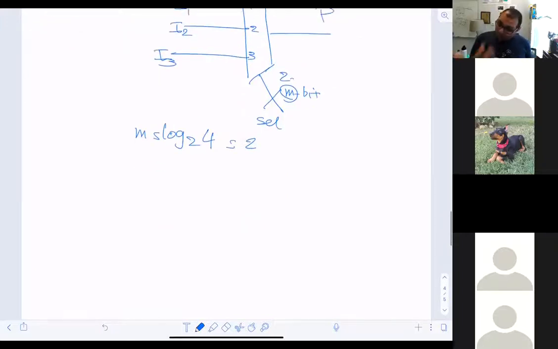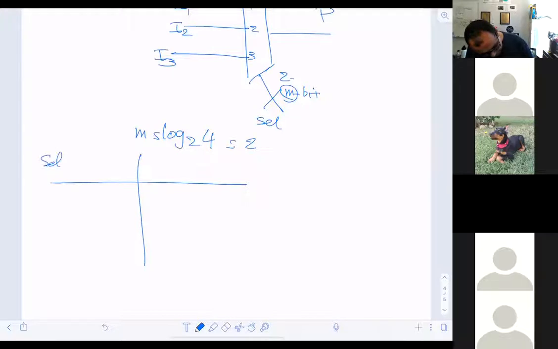If I want to make a table, I can make a table like this, with select bit 1 and select bit 0, because it's 2 bits, right? If I have this 2-bit selector, tell me, how many states will this table cover?